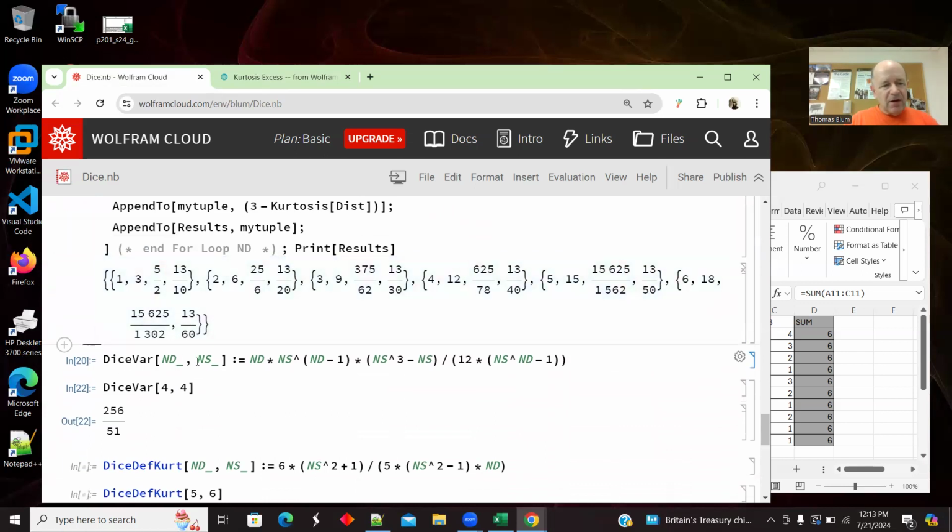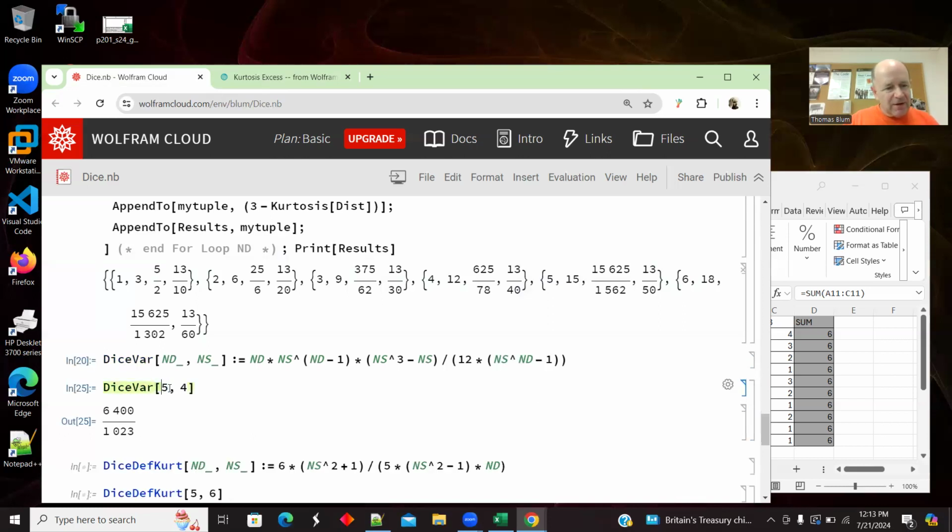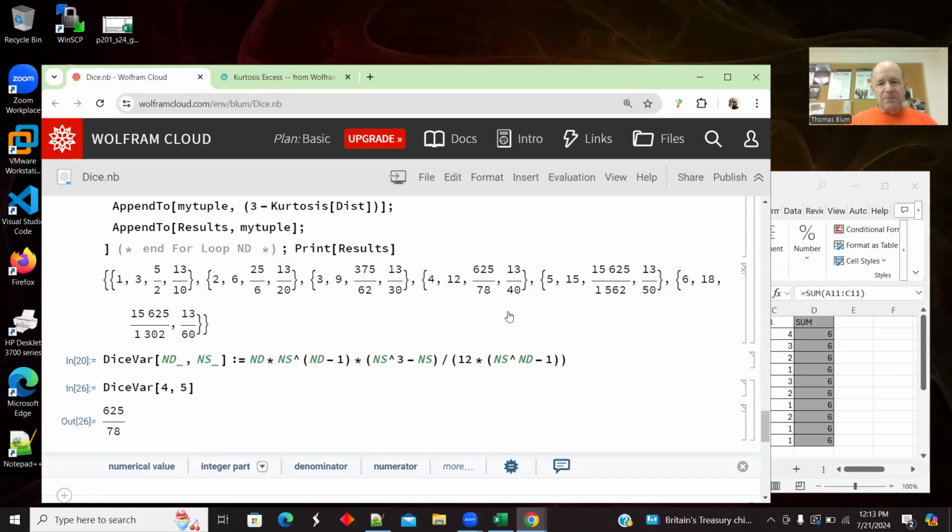And what do we have now? 5-sided dice. And we had 4 5-sided dice. Where are we at? I changed the wrong number. We have 4 5-sided dice. I'm confusing my NS and ND. And there is the 625 over 78.